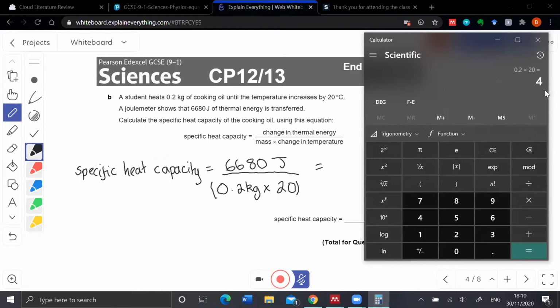Okay, so when you saw that 4 come up, that's when we wanted to point out to you that's just working out the bottom. So always be careful with these calculators. Okay, so it's 6680 divided by 4, 1670. Always be careful of that, but it's best to use a hand calculator.